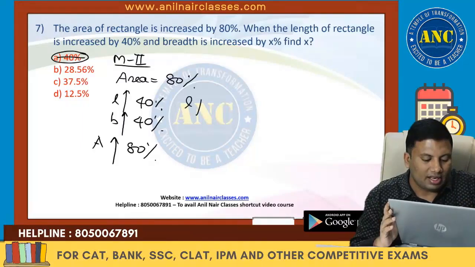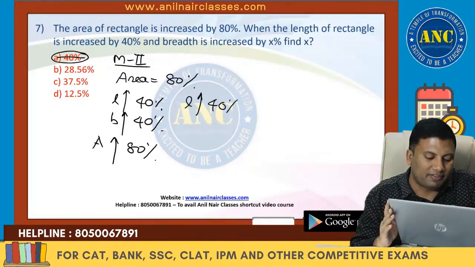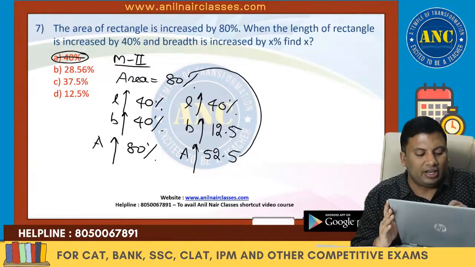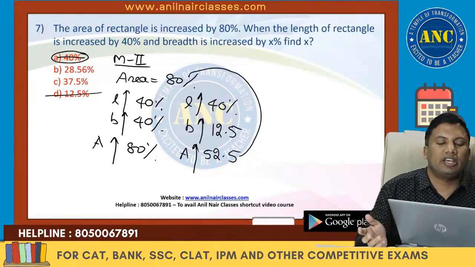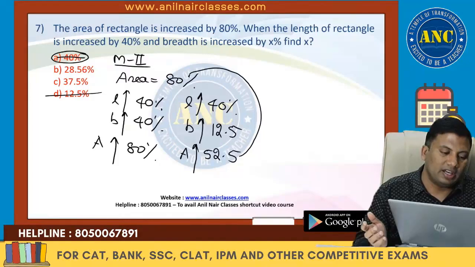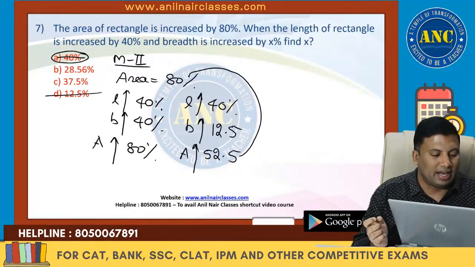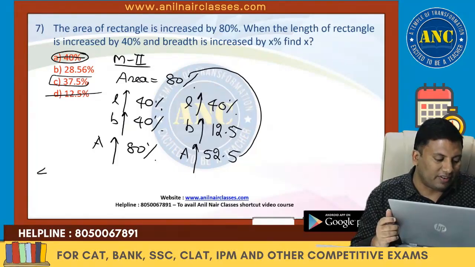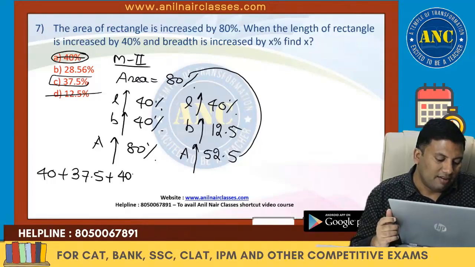Next one. If the length is increased by 40, breadth is increased by 12.5, area will be just greater than 52.5. 52.5, 80. There is a huge difference. This option, it can also be eliminated. I hope it is clear. Now, it is 37.5. This will be 40 plus 37.5 plus, if you see, 40 into 37.5.